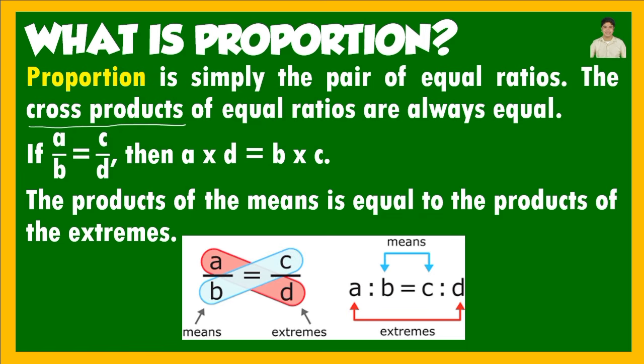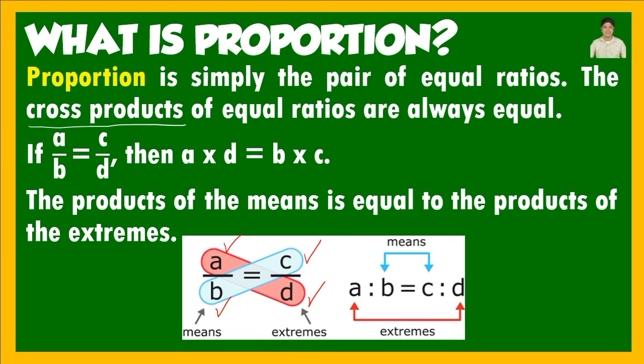Kung mapapansin nyo po dito, ayan, so si A, minultiply kay D, cross products kasi. And then si B, minultiply kay C. Okay. So, kung nakasulat naman sila in column form, mapapansin natin na meron tayo dyan means and extremes. So, ano ba yung means and extremes na yan? So, yung product ng means, yung dalawang nasa loob, ay kapareho ng product ng extremes, yung mga nasa labas, yung mga nasa gilid, which are A and D.